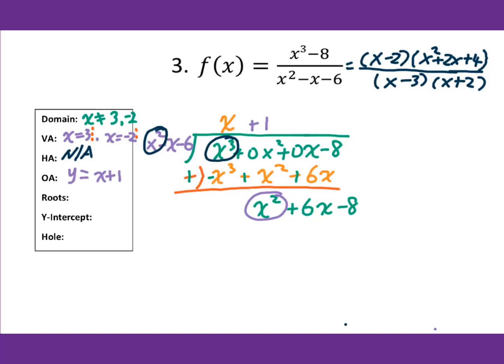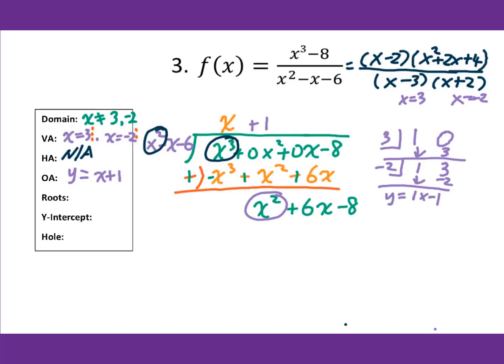If you want to use synthetic division to work out the oblique asymptote line, only use the first 2 terms. That is 1, 0. The solutions for the denominator, we got 3 and also -2. So we use 3. 1, 3. Here's a 3. Then we use -2. 1, -2. Here's 1. Therefore, y equals 1x plus 1 is the oblique asymptote line.